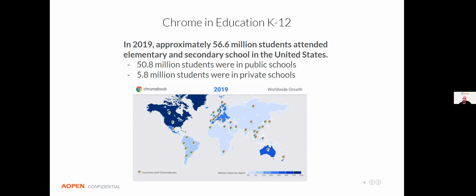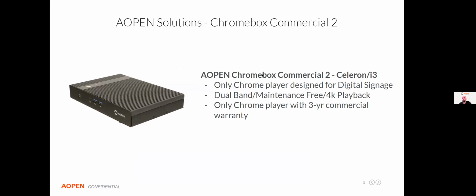From a technical perspective, when it comes to Chrome players, our primary player for AOPEN is called the Chromebox Commercial 2. The main differentiator in the market is that it's the only player designed for digital signage. It has specialized features such as better Wi-Fi connectivity. It's completely maintenance free. The schools are going to want to run these things forever.